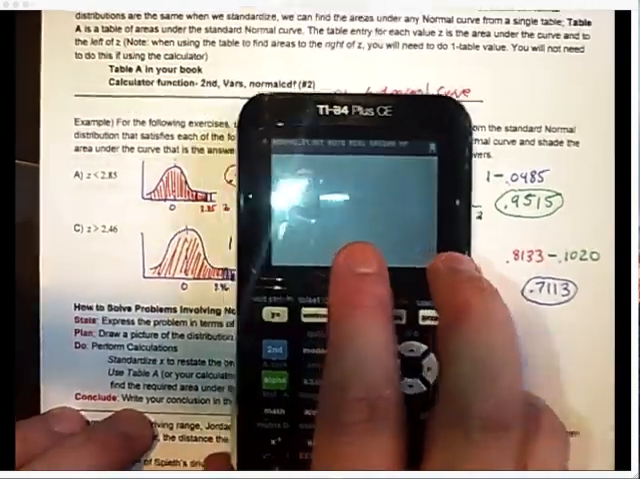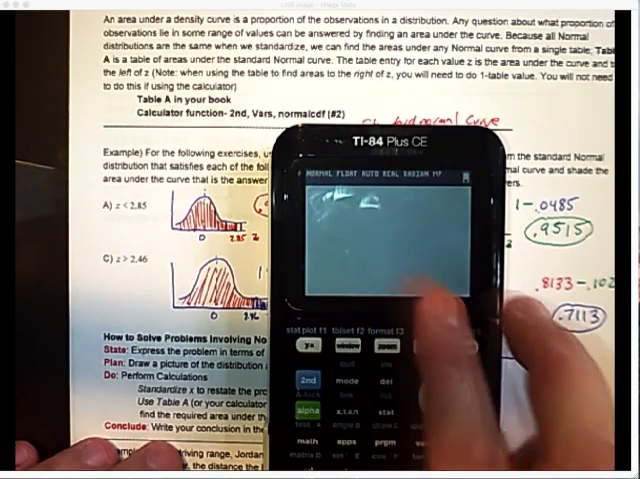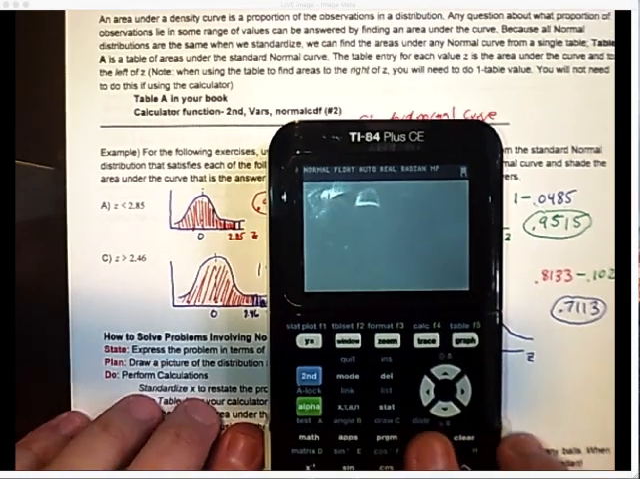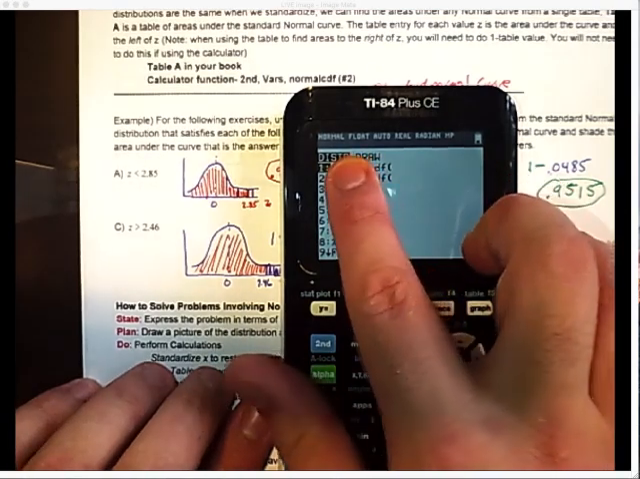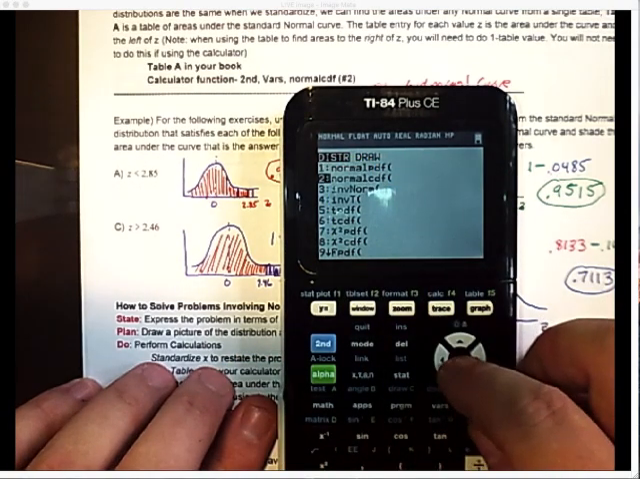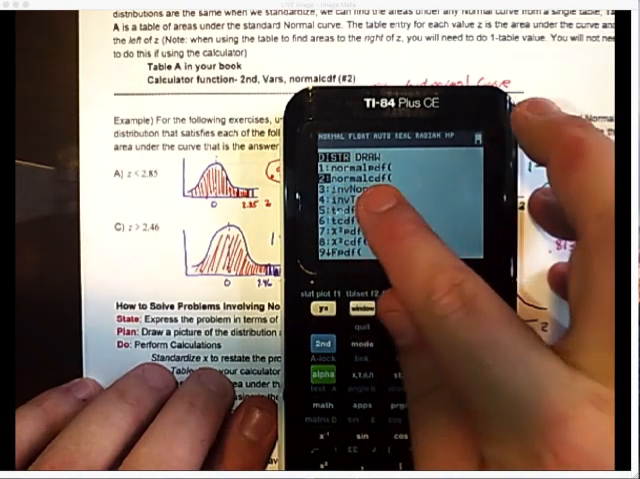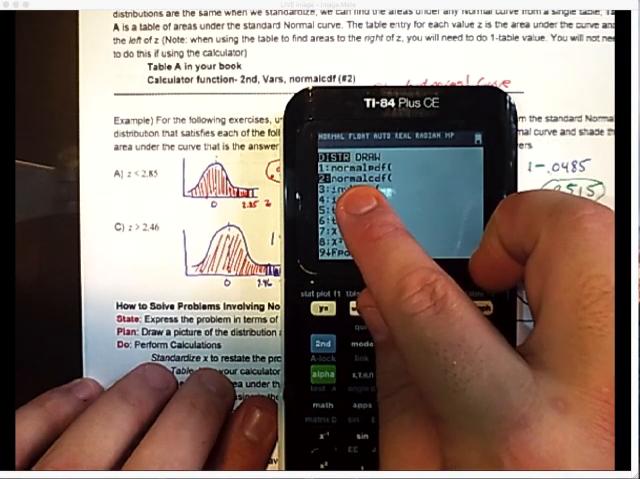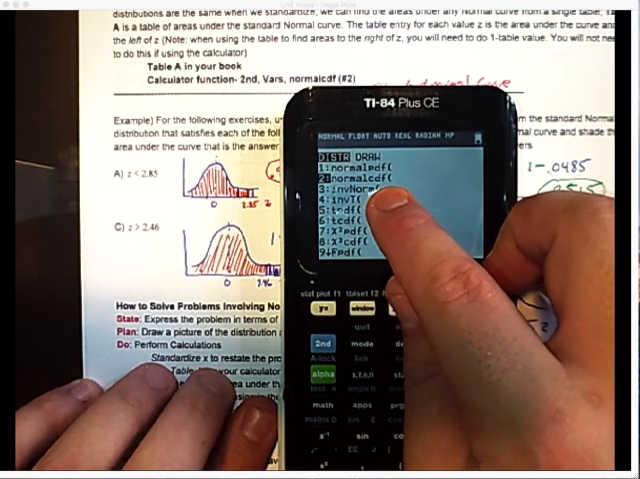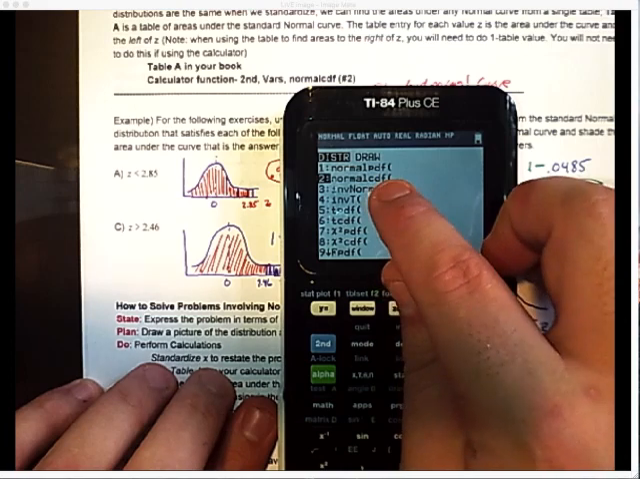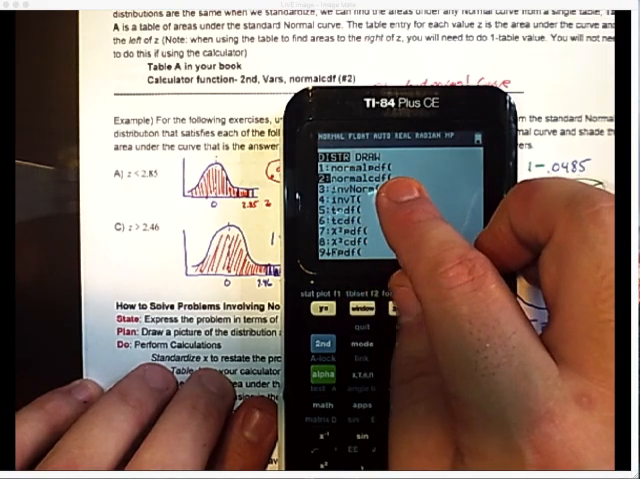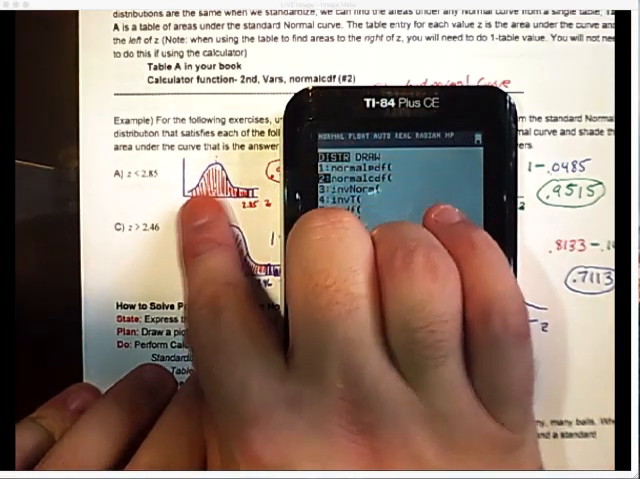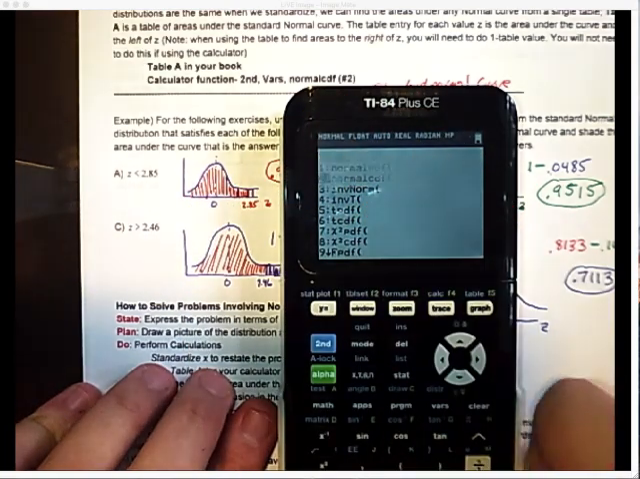So here's how I'm going to do this. Okay. I'm going to go second. I'm going to hit the vars button. And underneath the distribution menu, I'm going to choose the second option, normal CDF. Normal for a normal curve, C for cumulative, DF for density function. Normal cumulative density function, because we're adding up a whole bunch of area. That's why it's cumulative. So we're going to choose that option.